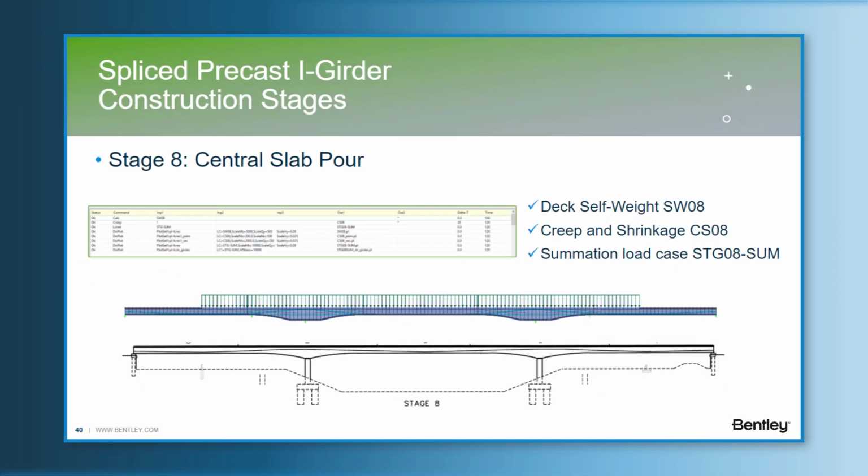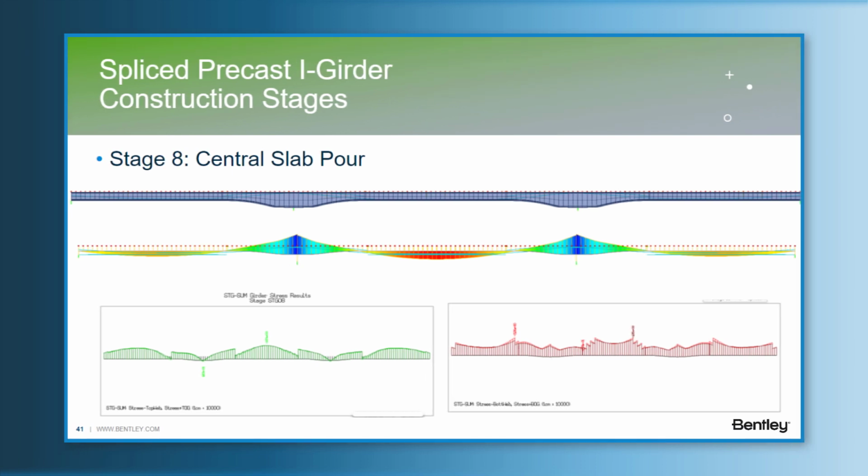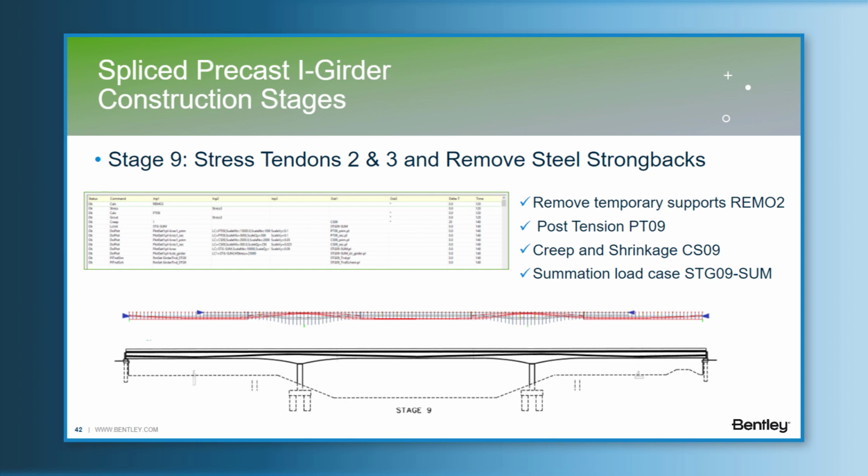Stage 8, central slab pour. So here is considered the self-weight of the wet concrete of the first deck slab construction sequence. So we have chosen two construction stages to build the deck. One first stage for the central span and zone over the piers, and the second one for the end segments. So at this stage, the composite element is still not active. So on the results, we can see one increase of the tension, in this case at the top fiber of the I girder.